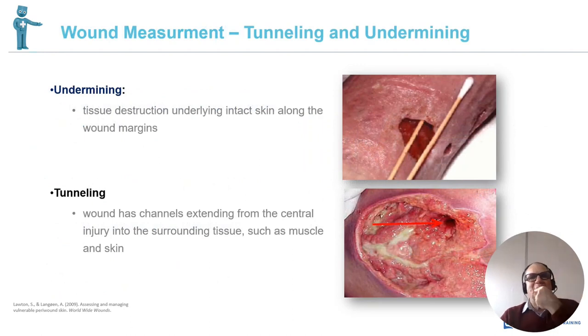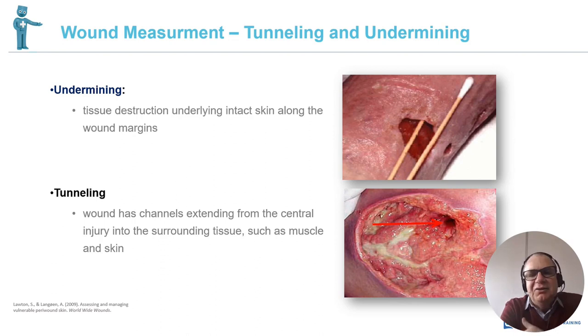When we're talking about wound management, we can encounter also tunneling and undermining. So undermining is that tissue destruction underlying the intact skin around the wound margins. So if you go beneath it, for example, with a cotton tip applicator, which should be sterile, we can understand the depth, and we can analyze what the real size of the wound is. So for example, in that picture you can see another wound which we might think is a satellite wound, but it is actually the same wound.